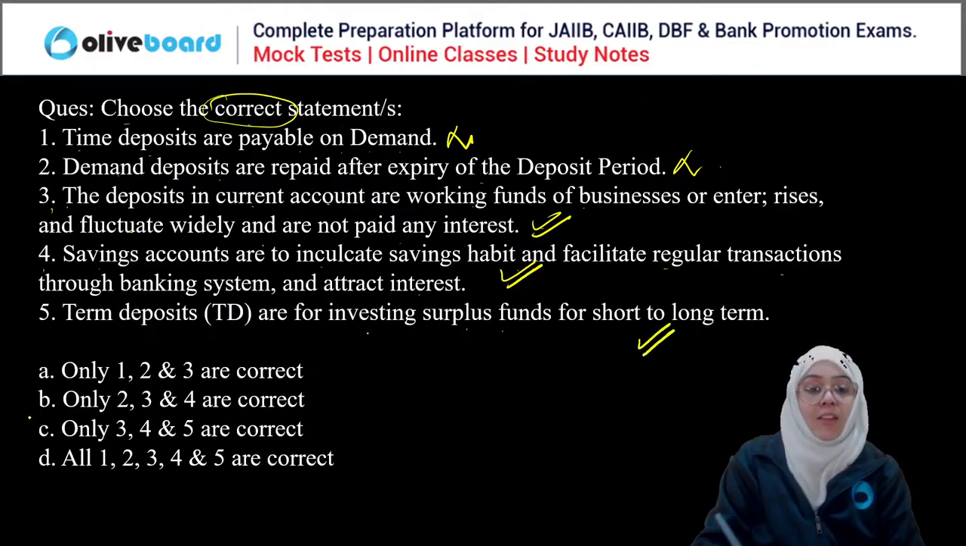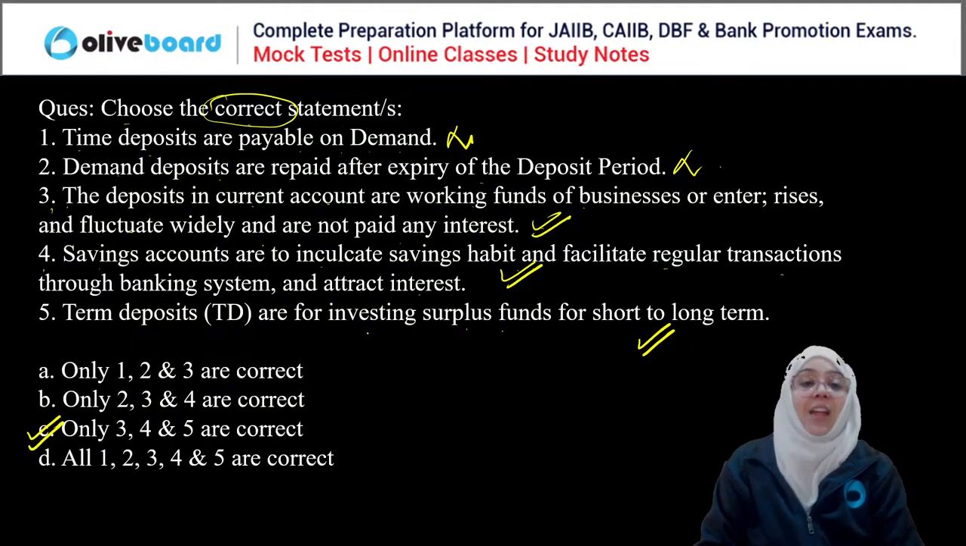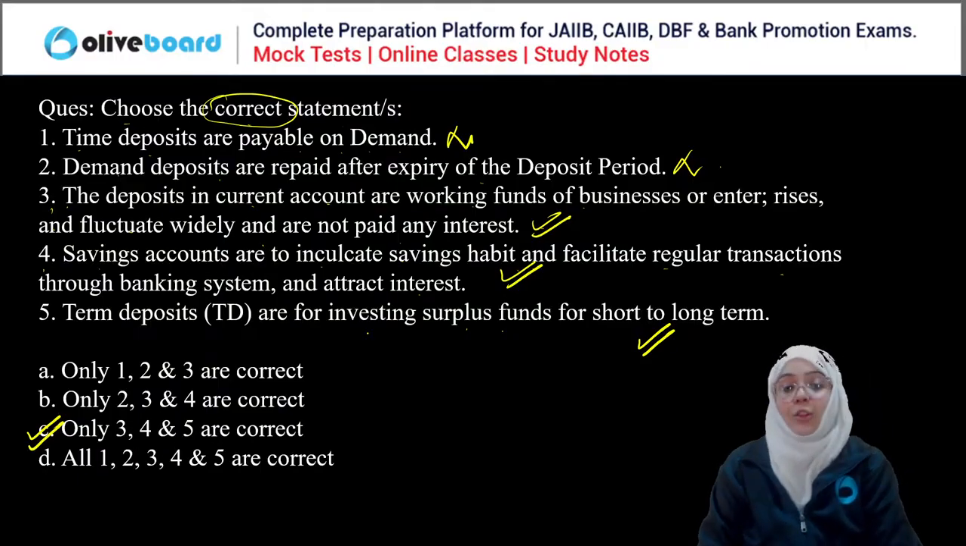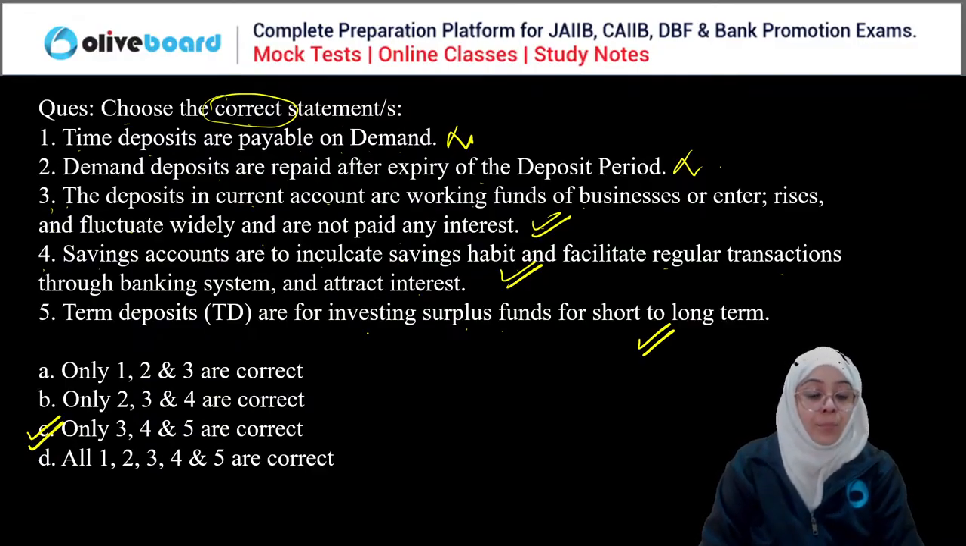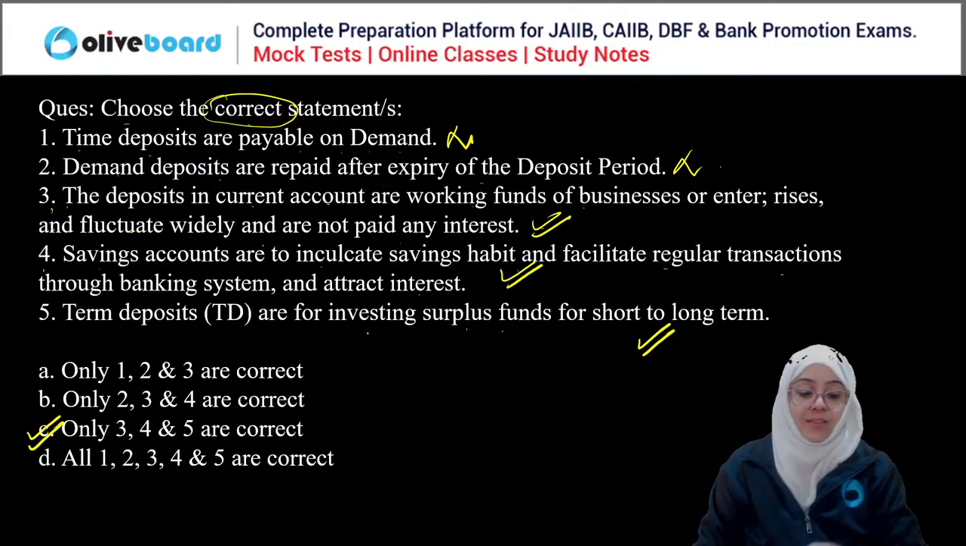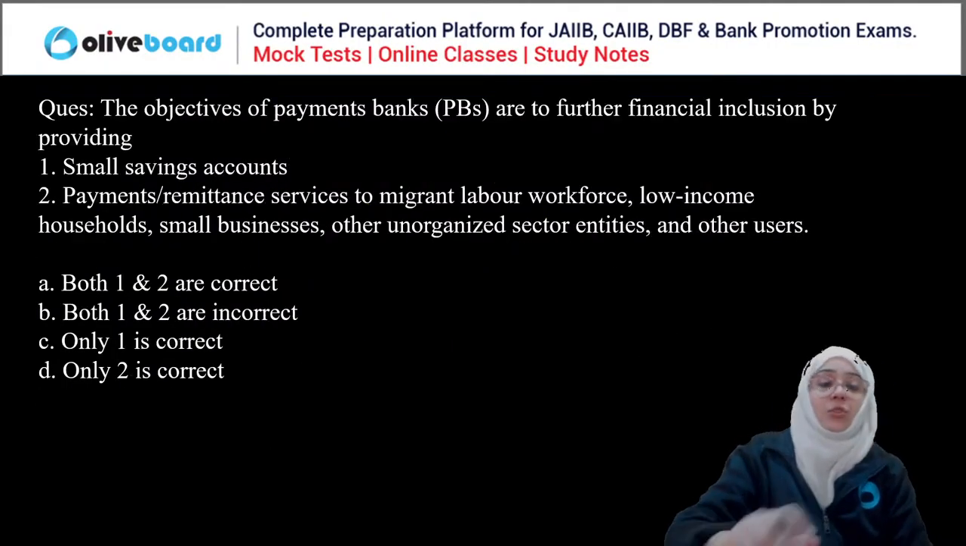So 3, 4, and 5 are correct. First and second are incorrect statements. Yes, so C is the correct answer. Everyone is correct here. Gopal, Krishna, Hema, everyone is correct here, right? Correct answer. True. Now, next question.